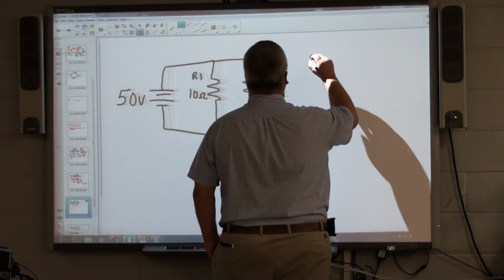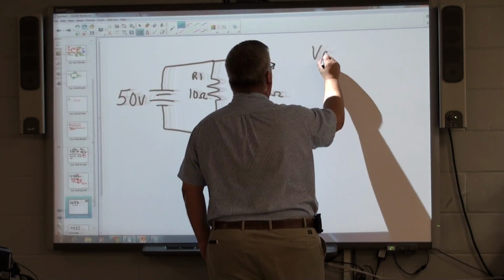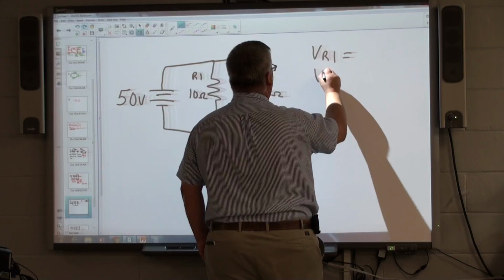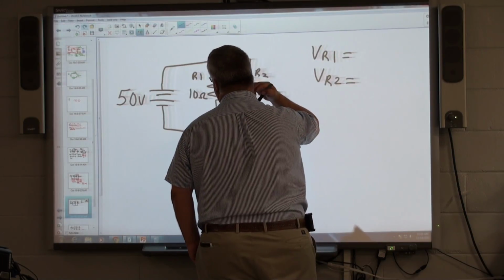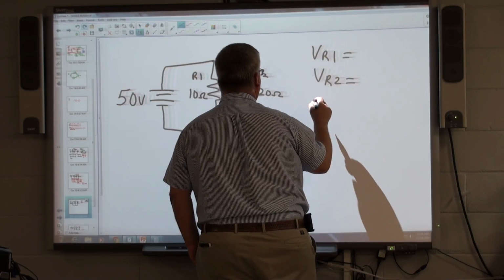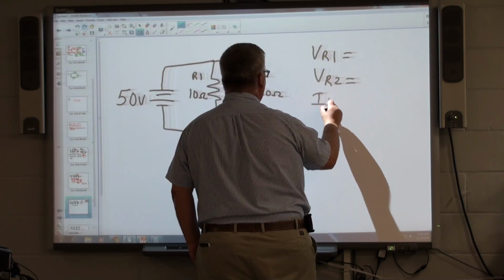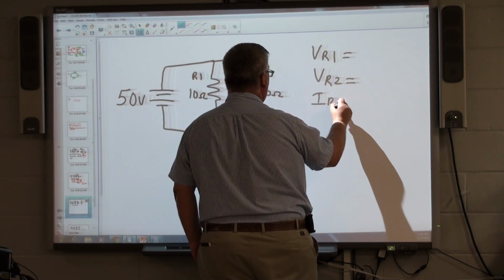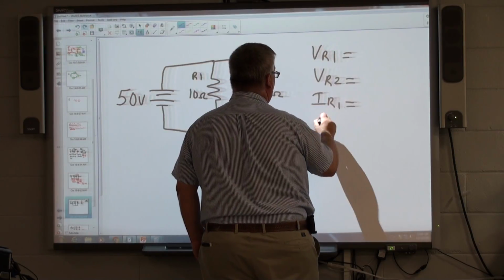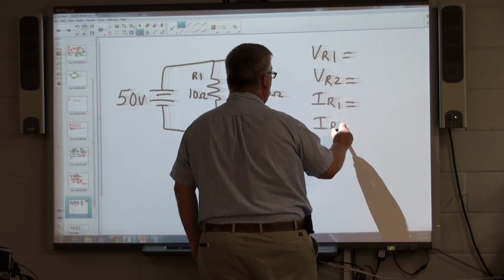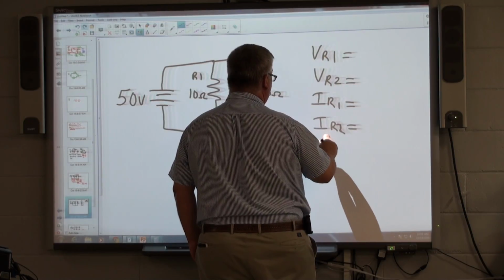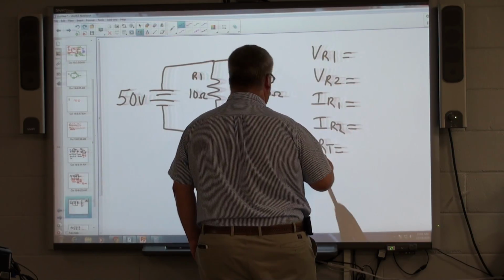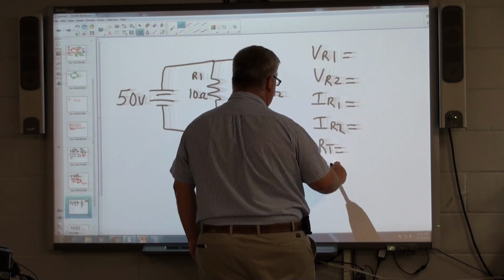First of all, we can find the V of R1, we can find the V of R2, we can find I of R1, we can find I of R2, and we can find RT total, and we can find the IT total, not necessarily in that order.